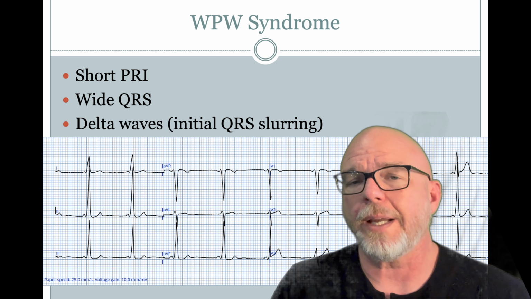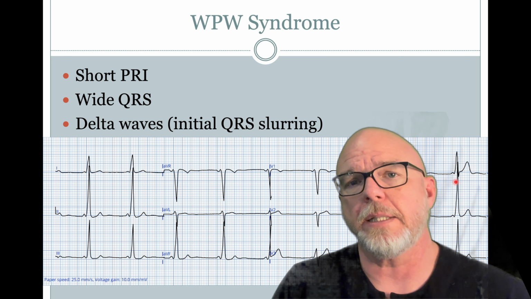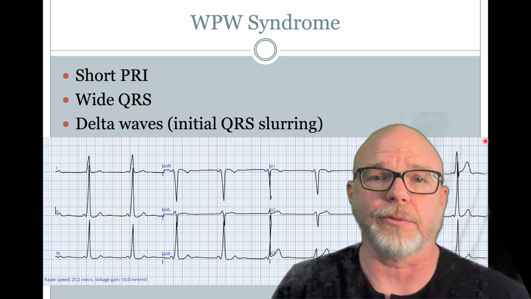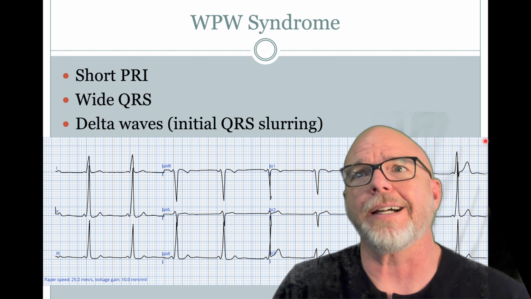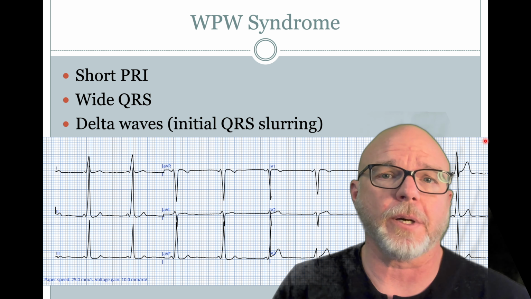So Wolff-Parkinson-White has a slow depolarization before the main depolarization. Sometimes that can be really, really subtle. I say sometimes, but really often it's really, really subtle. You will see all kinds of mimicry associated with Wolff-Parkinson-White syndrome.